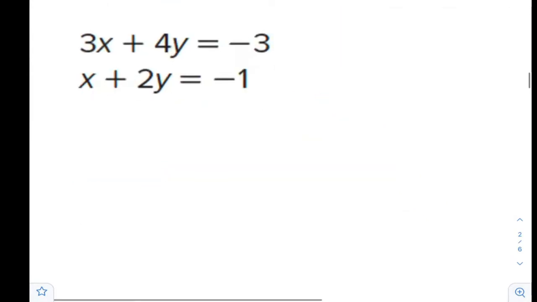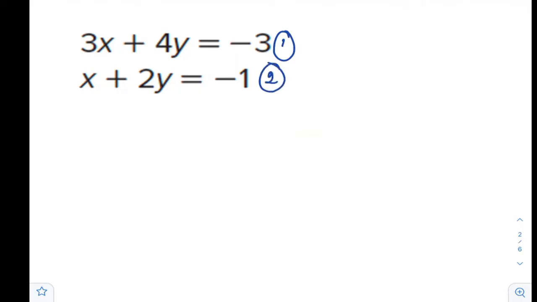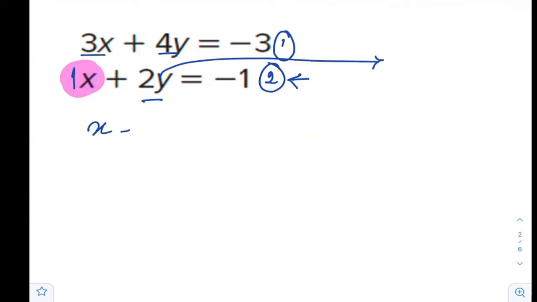Now, system number 3. Now we have equation 1 and equation 2. None of them is ready to give. We have to solve for one of the variables. Now, which one will we choose? It's very clear here that we have 1x, 3x, 4y, 2y. It's better to use equation number 2 to solve for x, since it has a coefficient of 1, free of coefficients, free of factors. So I will solve equation 2 for x here. It will be minus 1 minus 2y.